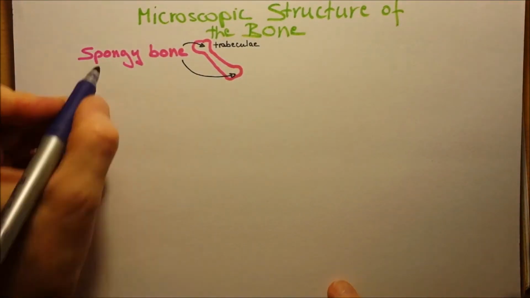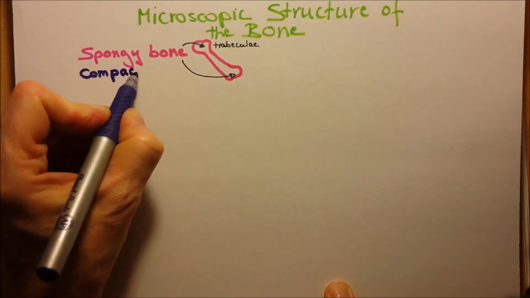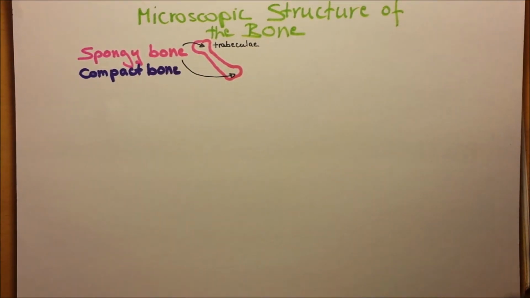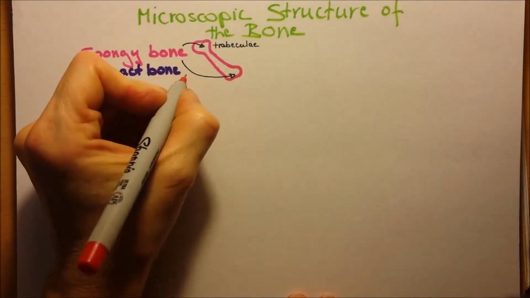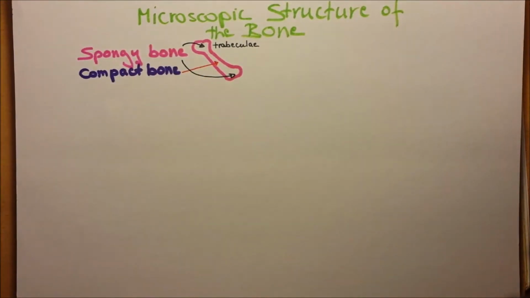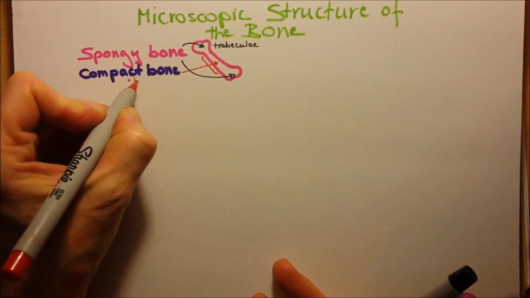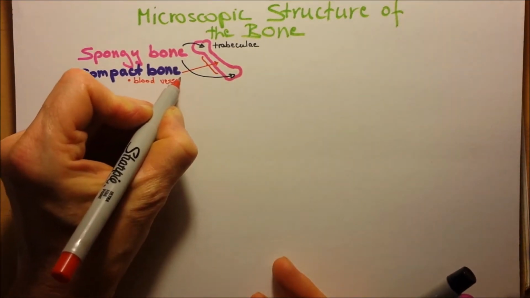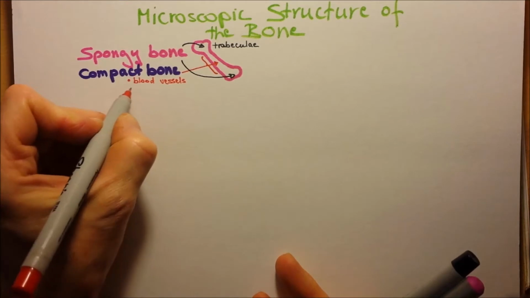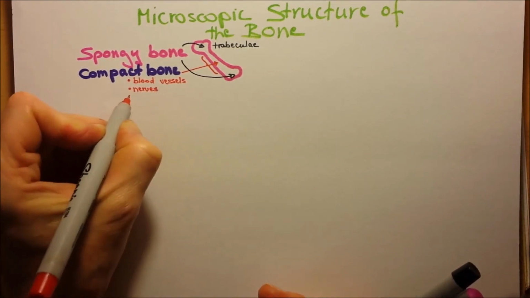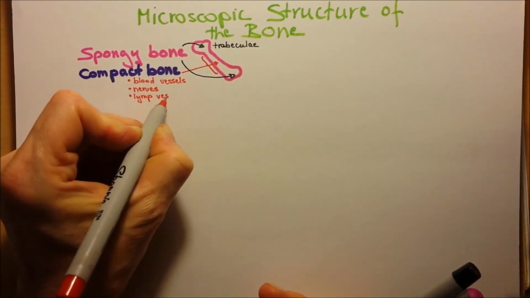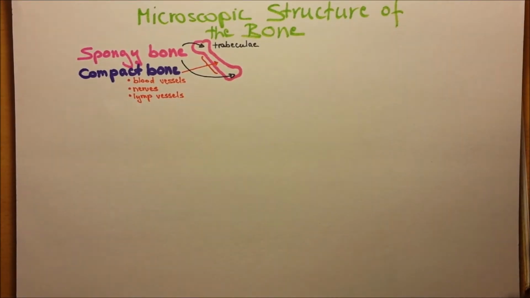The other type of bone is the compact bone. It appears to be kind of dense and homogeneous, and it makes up the shaft of the bone, but it is not. Under the microscope, it contains passageways that carry blood vessels, nerves, and lymph vessels to provide oxygen and nutrients to the living bone cells and carry away their waste.